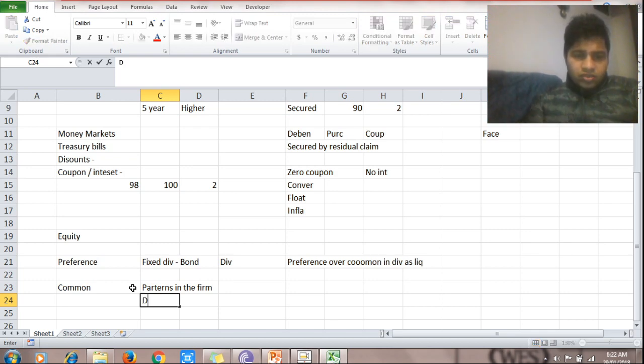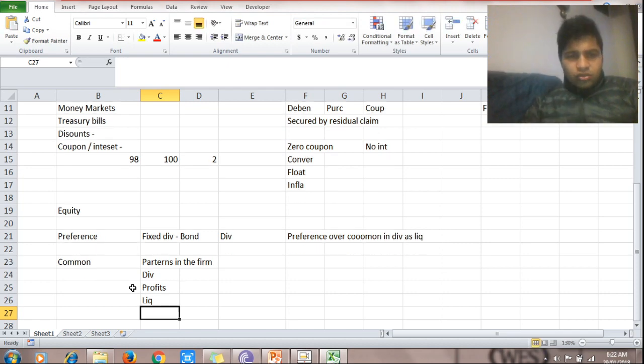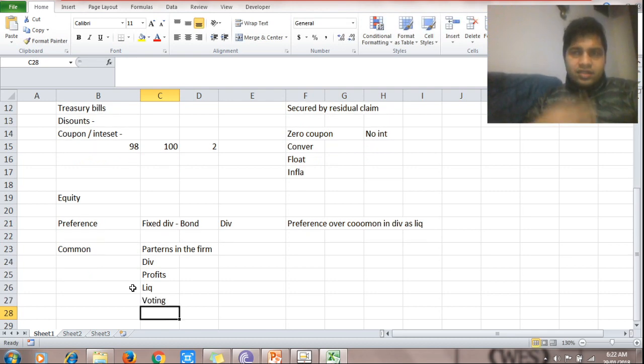Now as owners, you have the right to dividends when the company declares them. Your profits belong to the shareholders. So the entire company's profits after paying everyone else belong to the shareholders. And whenever it is liquidated, whatever is left after paying everyone else belongs to the owners. Also you have certain rights like voting. So you can vote in annual general meetings and decide the board of directors. So you can have a say in how the company works, what the future plans are, and whatever decisions it is making. So as a common shareholder, you are becoming a partner.